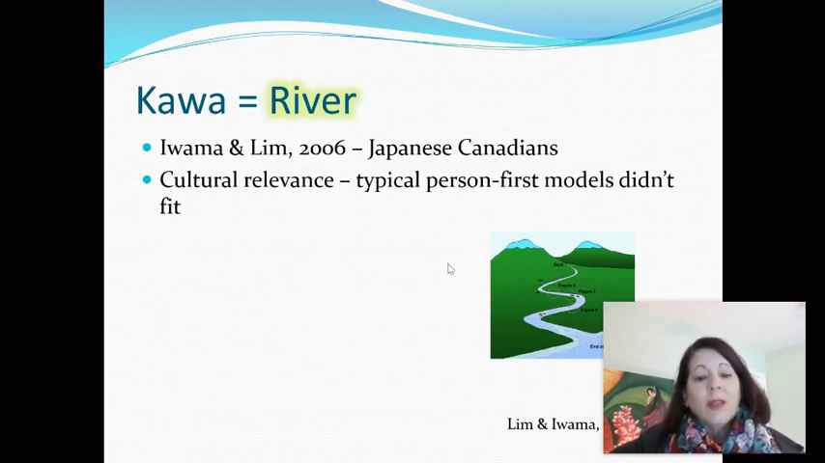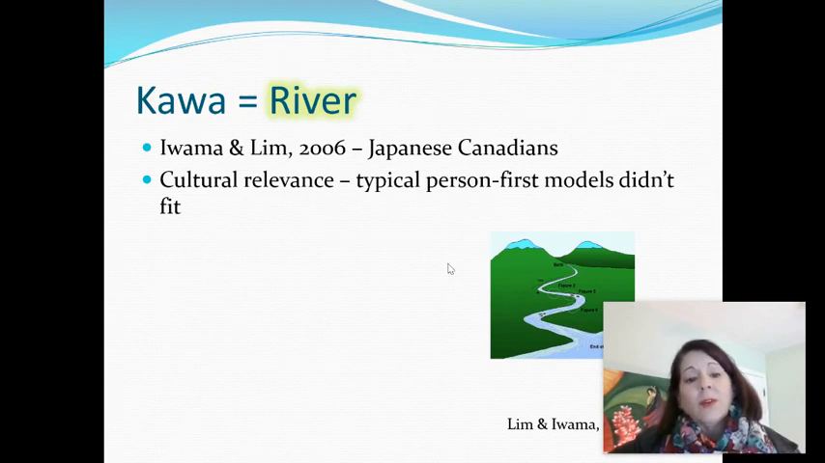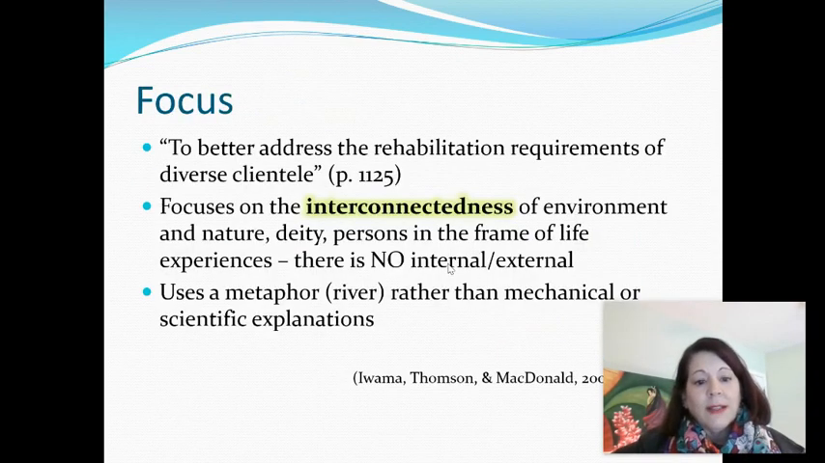Kawa does mean river in Japanese, and this was developed by Iwama and Lim. The first article that I found was 2006, although I believe it was actually developed before that. Michael Iwama in particular is the main author, and he is a Japanese Canadian. The model's purpose was cultural relevance, because they were finding that the typical person-first models were not fitting with Eastern ways of thinking in particular, as far as being culturally sensitive.